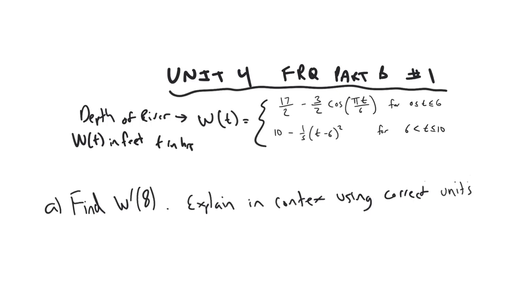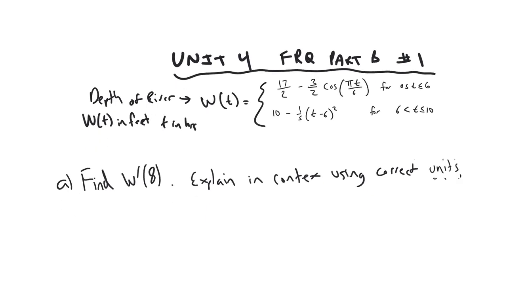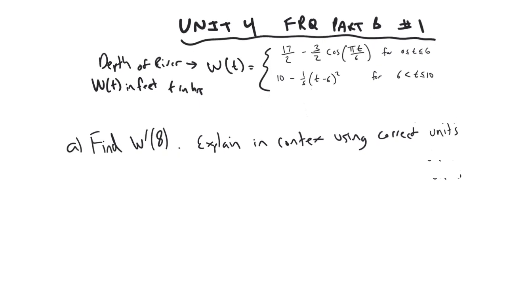So for part A of the problem, it asks us to find the derivative of w at 8, w prime of 8, and then explain it using correct units. So make sure you don't forget to do this part. A lot of questions will ask something like that. So I know I'm going to find w prime of 8, so I should use the piecewise function that involves 8, which is from 6 to 10.